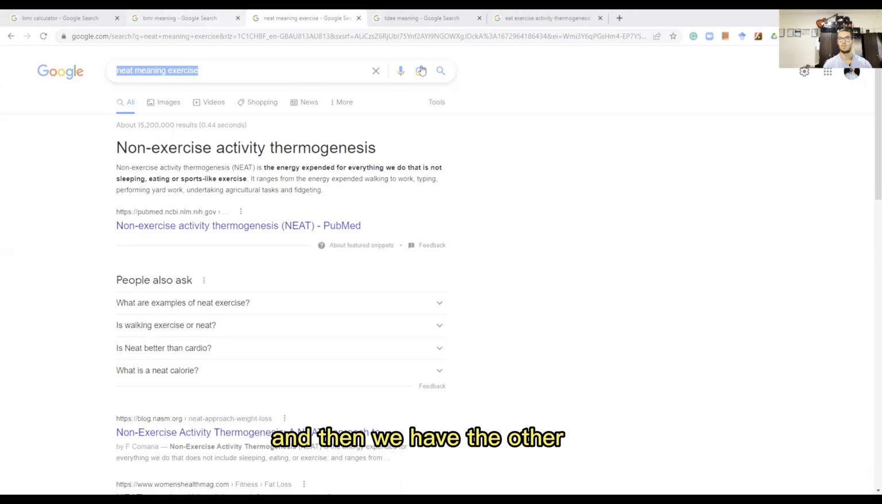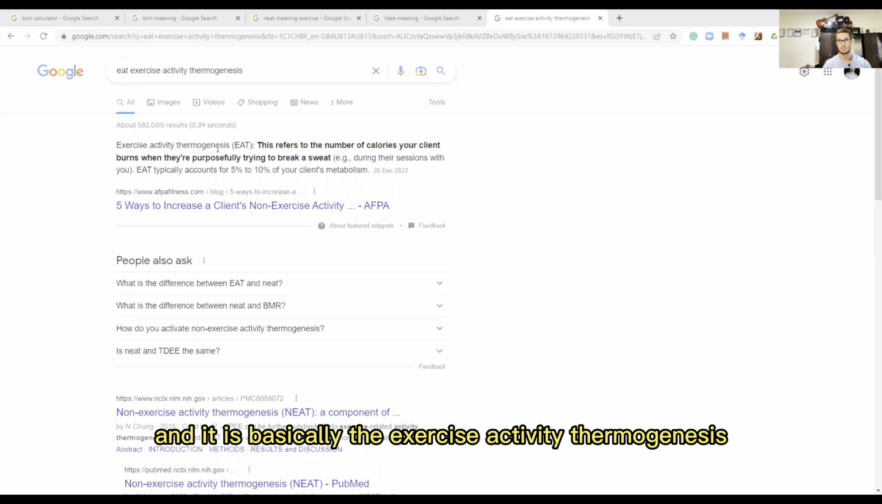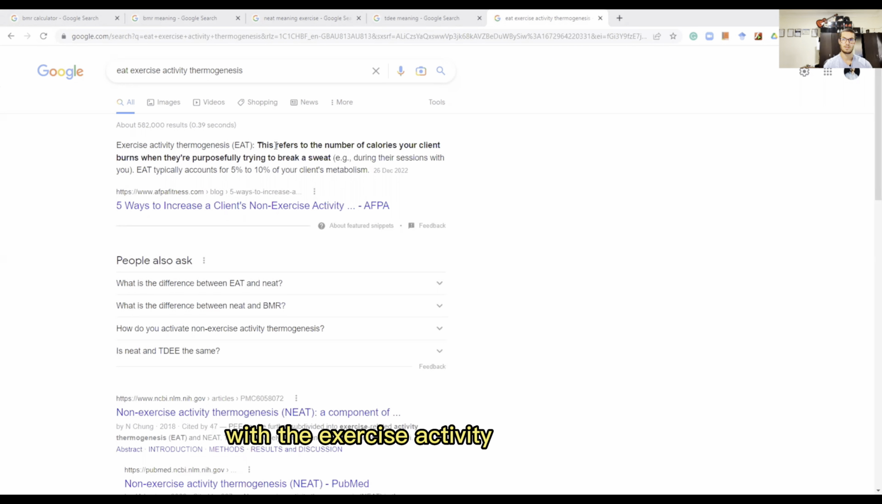And then we have the other one, which is the EAT, the exercise activity thermogenesis. It only accounts for 5 to 10% of how many calories you burn per day. That's where you're purposefully going on exercises and trying to break a sweat. So those are a few of the terms that we'll be using. I thought it'd be nice to start by explaining all of it, and then from there, we'll break it down.